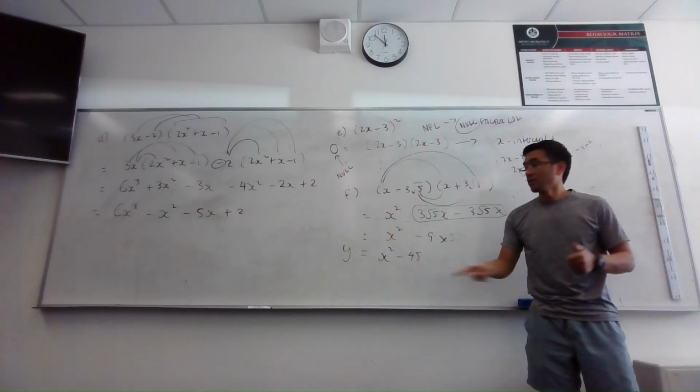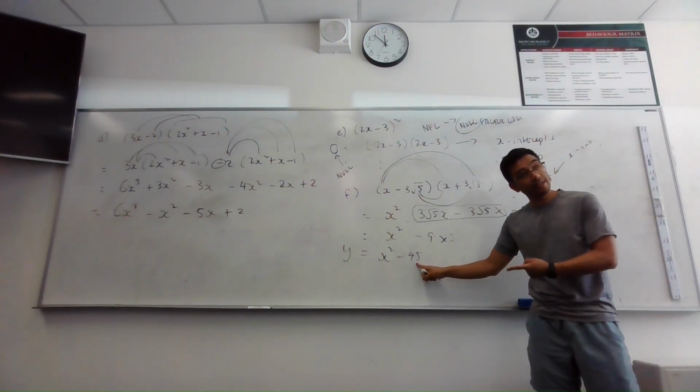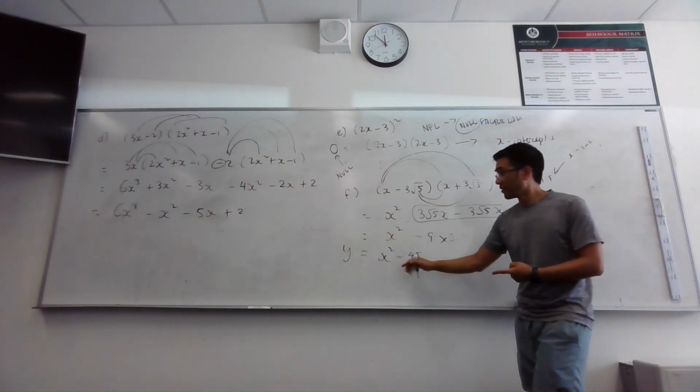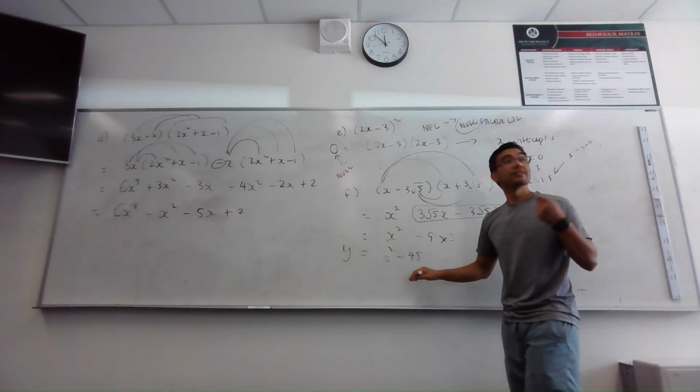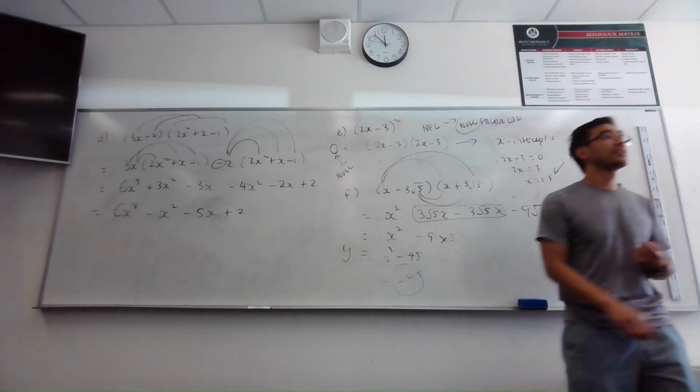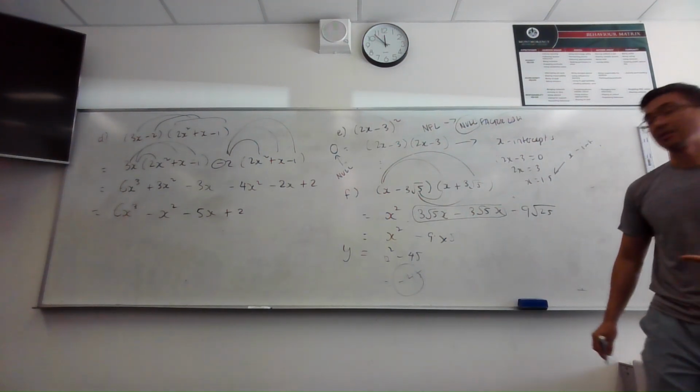Okay, good. But if I turn it into this factorized version and make X equal 0, what does Y equal? Y equals negative 45. And what's negative 45? The Y-intercept. Exactly. Bang.